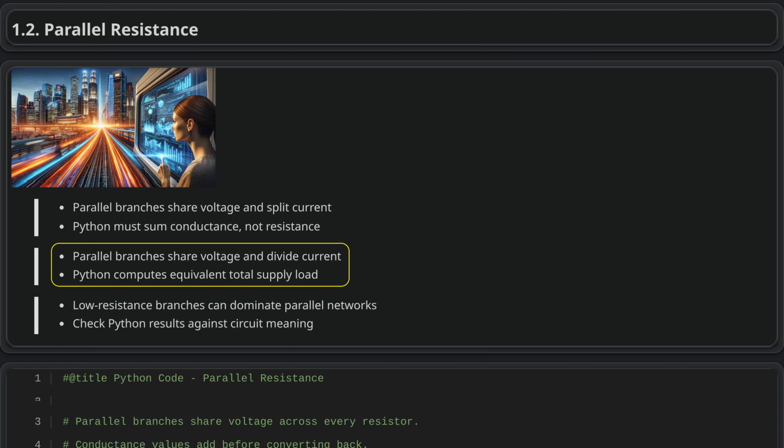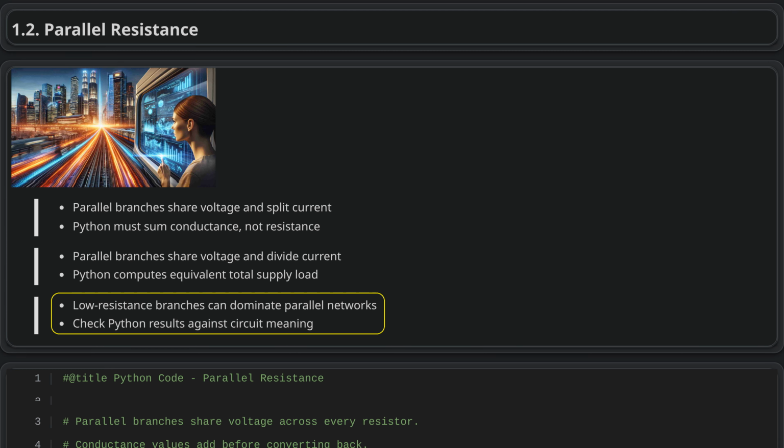Parallel resistance means multiple current paths share the same voltage, so total current can flow more easily than through a single path. Lower resistance branches carry more current, much like wider openings allow more movement. A Python function for this should combine each branch's effect into one equivalent resistance, helping predict the total load in circuits such as battery-powered devices.